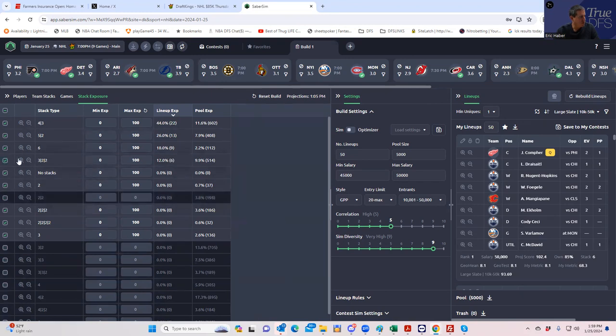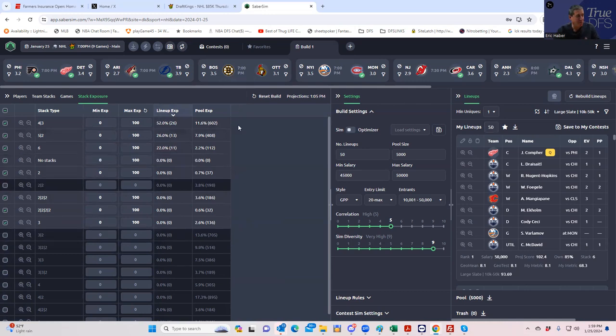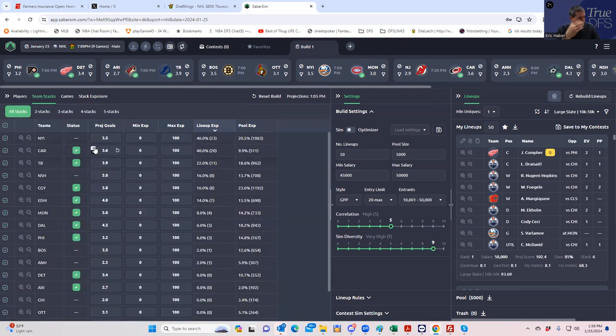Threes, twos, we'll get rid of all of them too. And I have to tell you, this really does bother me, because if Saberson is really recommending these offbeat stacks, it's probably for a reason. Nonetheless, next thing I will do is I would like to just double check and see how that would affect my team stacks. And I really like this.